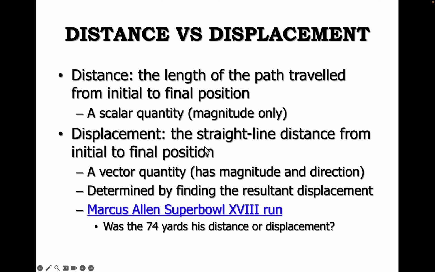Versus displacement, which is the straight line distance from the initial to the final position. So one of the big differences is that distance is the entire path traveled, versus displacement, which is that straight line distance. And since we're worried about a straight line distance, we consider this a vector quantity, remembering those arrows from previously. Displacement is that arrow, versus distance, which is something a little bit different. A vector quantity for displacement means that displacement has both a magnitude, so how far that person travels, and a direction as well.